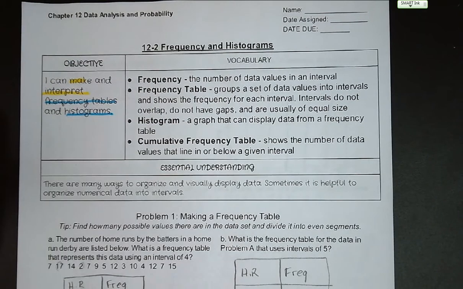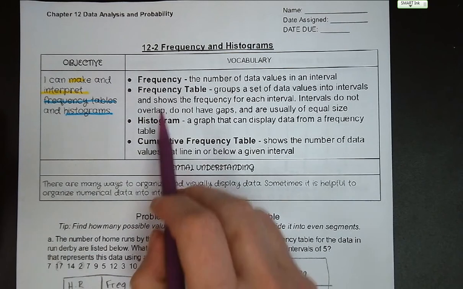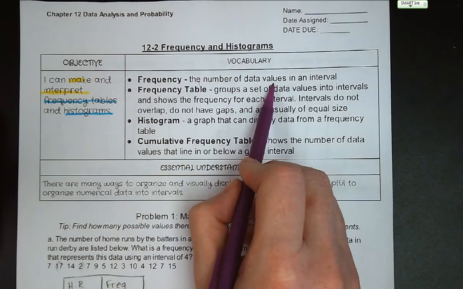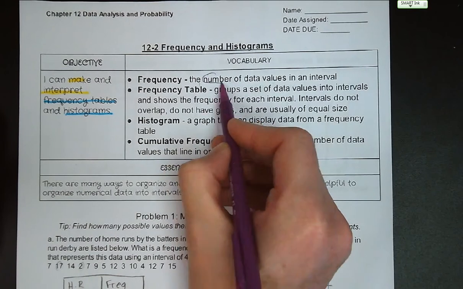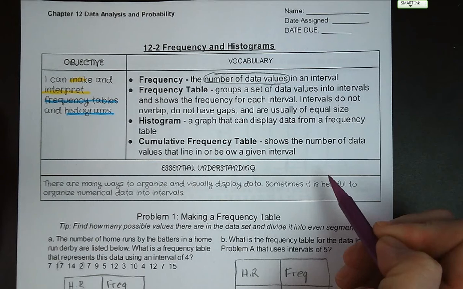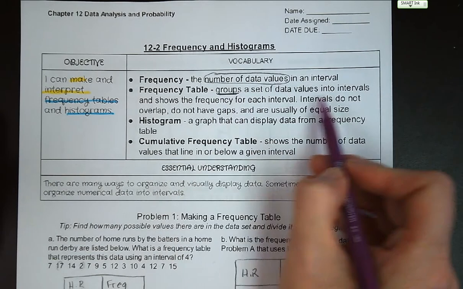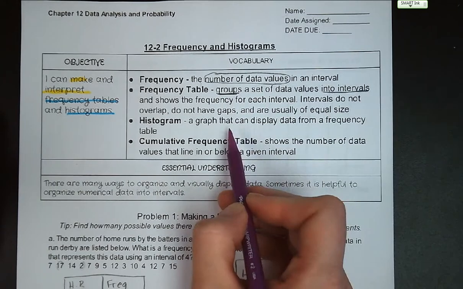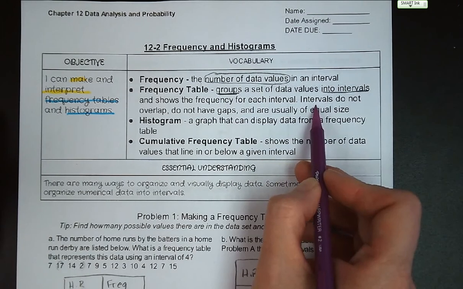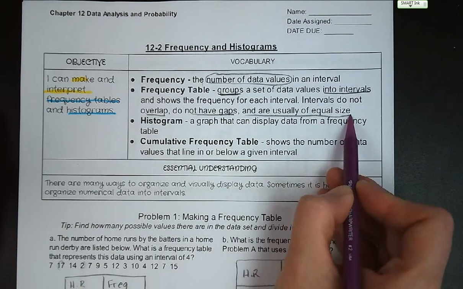What is frequency and a frequency table, you might ask? Well, frequency is the number of data values in an interval. So how many times or how many pieces of data end up in that section. A frequency table groups a set of data values into intervals and shows the frequency for each interval. The intervals do not overlap, they do not have gaps, and usually they are of equal size.